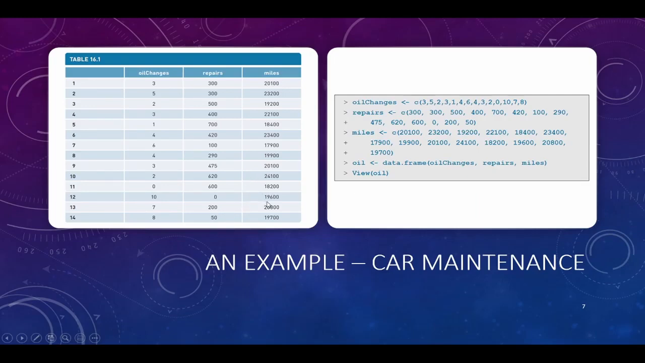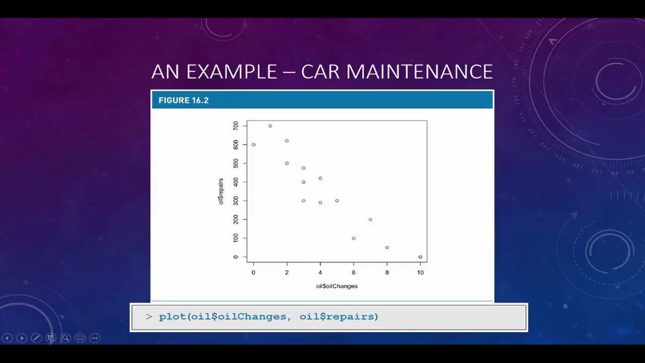With this, let's figure out if any of this is related. The independent variables are going to be the oil changes and miles again, and the dependent is going to be the repairs. The dependent is the one you are trying to predict. It's an easy way of remembering what you're trying to predict. So we're trying to see if, with the number of oil changes, we can predict how much we need to spend in repairs over a certain amount of time.